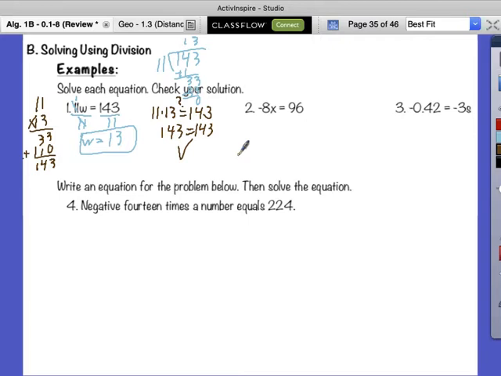Question on that first one. Alright, well, you guys try number 2. Negative 8x equals 96. When you have it or have questions, raise your hand.